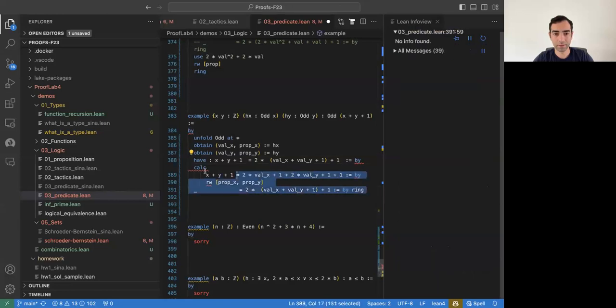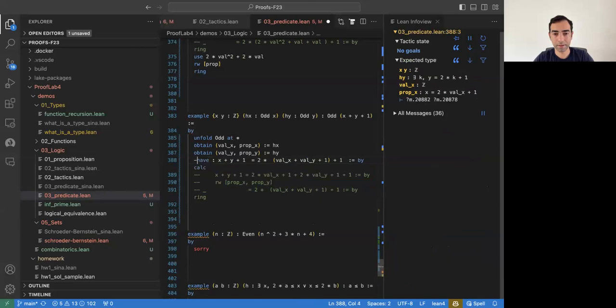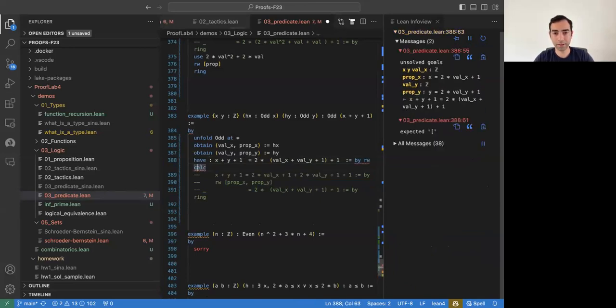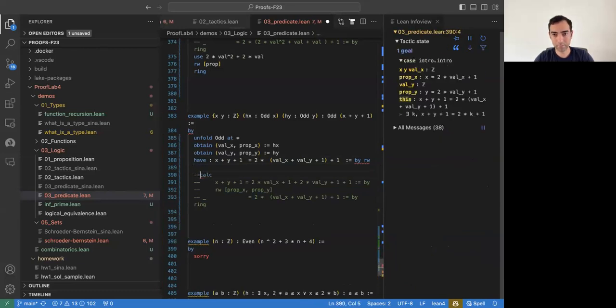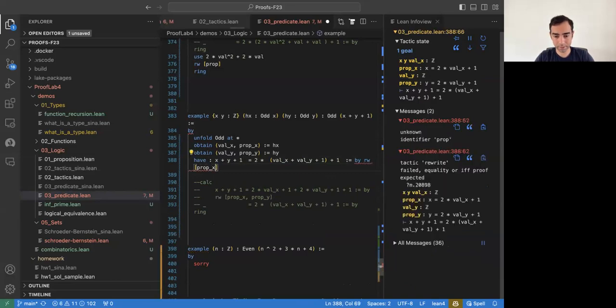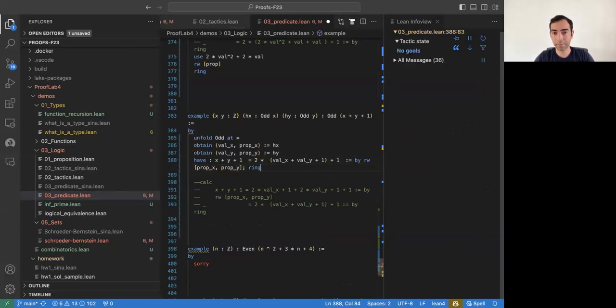Actually, I'm just not really good with calc, but let me write a have statement. So this should be true by rewrite a few things, right? It should be rewrite of prop x, prop y, and maybe after that I do ring. Yep. So calc breaks down the thing, but I'm terrible with the syntax of calc. That's why I usually screw things up.